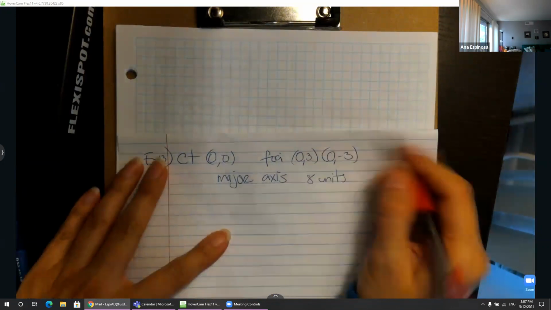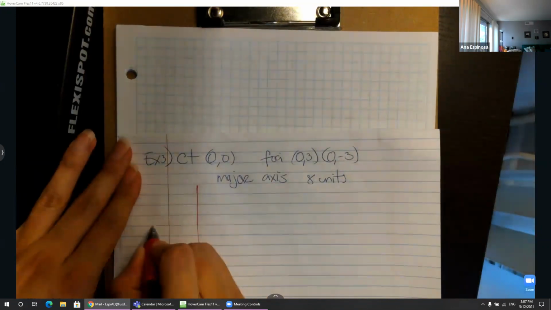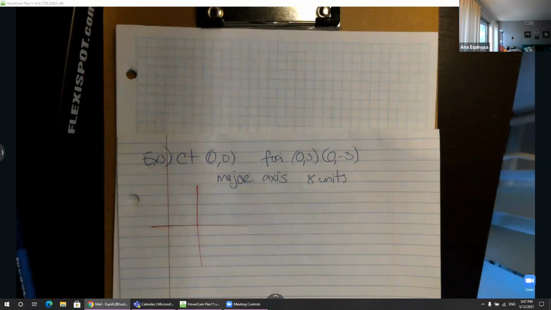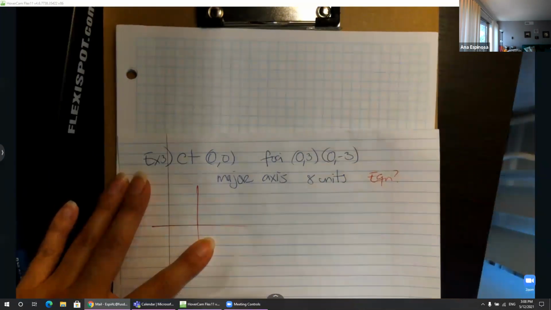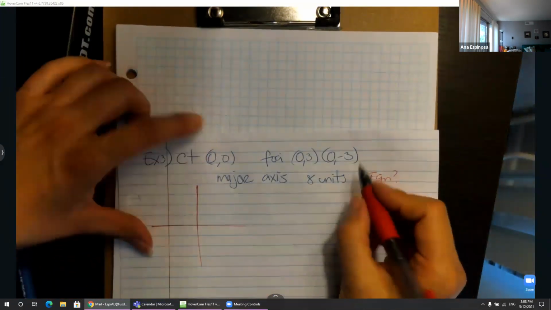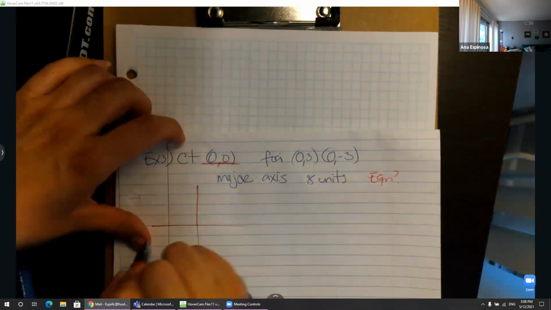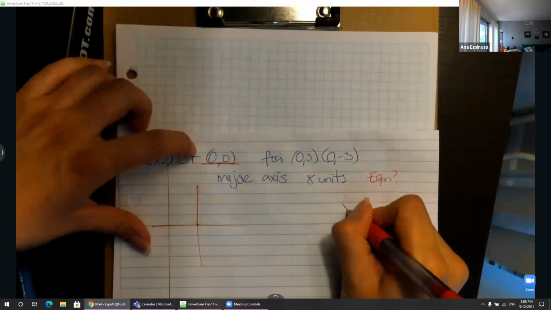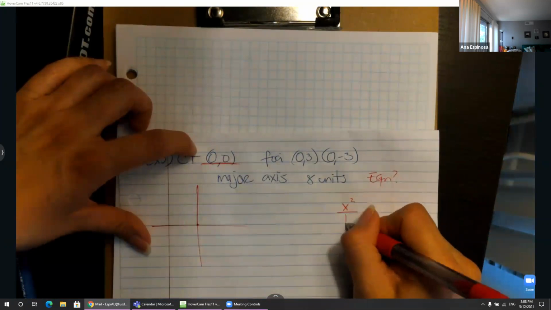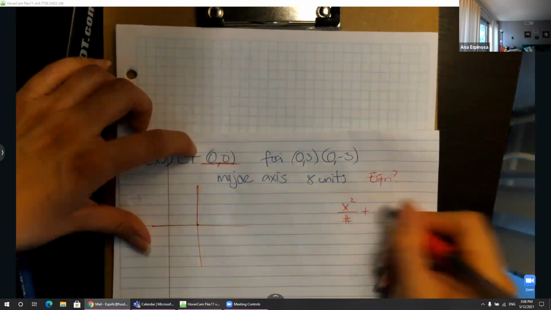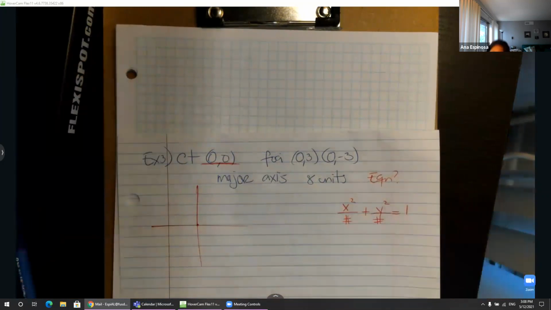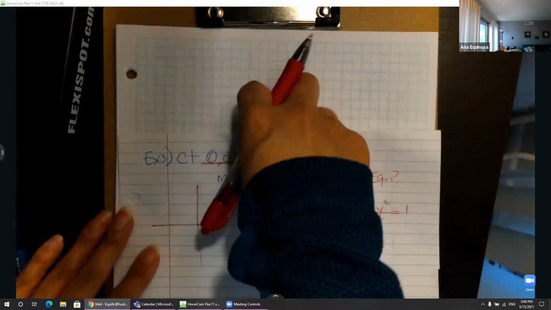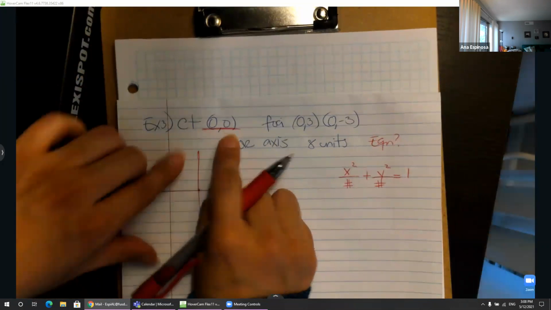All right, so I'm going to make a quick sketch. You don't need to, the question is not to graph, it's to come up with the equation, okay? So knowing that this is at (0, 0), it's going to be x squared over some number, I don't know what that is, plus y squared over some number equals 1. That's the format, and that's the format if it's centered at (0, 0).